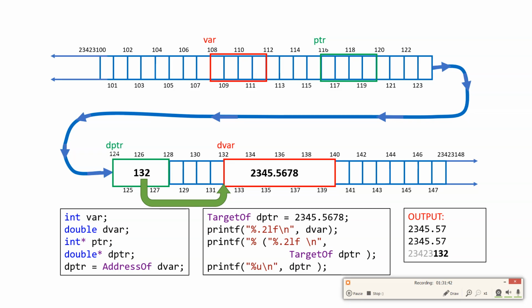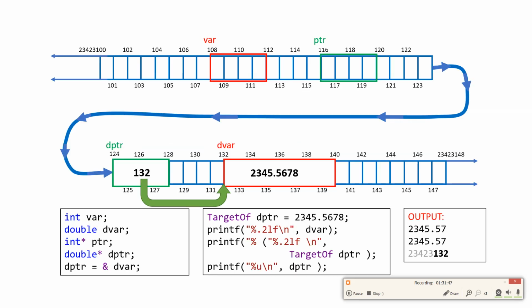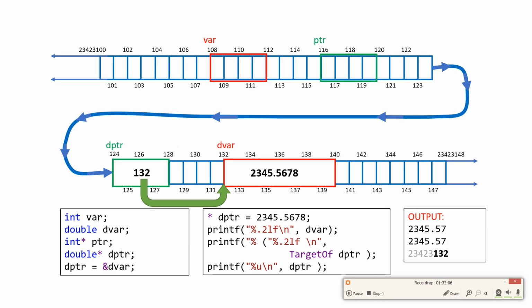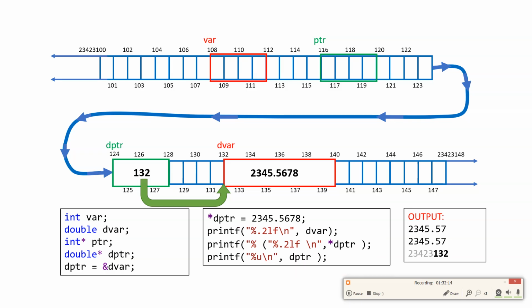Then they said address of is too long. Let's represent it with an ampersand. So when you say DPTR is address of the var, never say ampersand the var. DPTR is address of the var. But to make it even worse, they say target of is asterisk too. Target of comes before the name of the pointer. So when you put asterisk before DPTR, that means target of DPTR is this. Never say star DPTR.